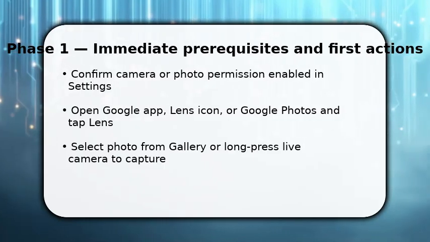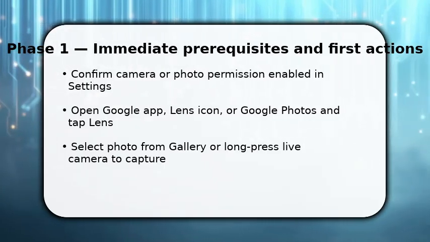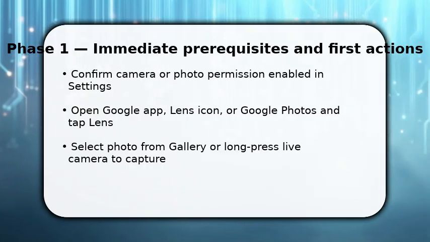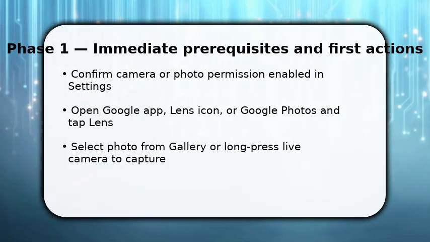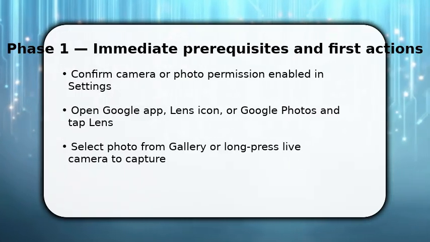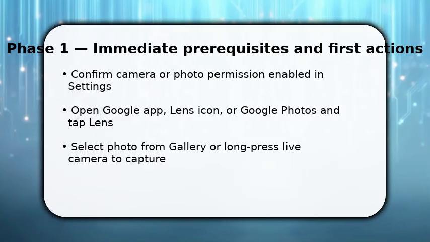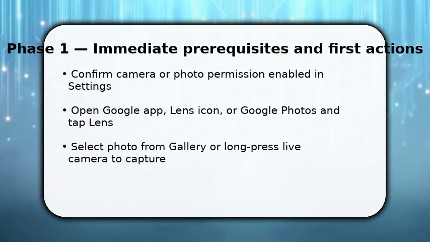Once the photo is selected, make sure the subject is centered and clearly visible. If you need a new shot, switch to camera mode and tap to focus, then capture. This first step gets you immediate visual input so Lens can analyze shapes, text, or products efficiently.